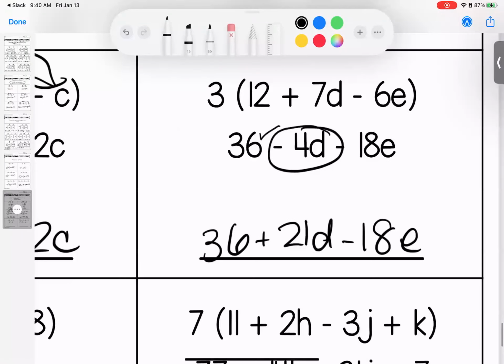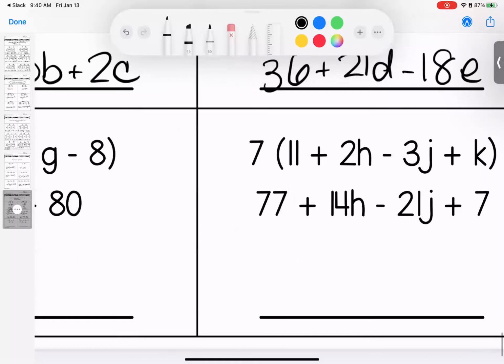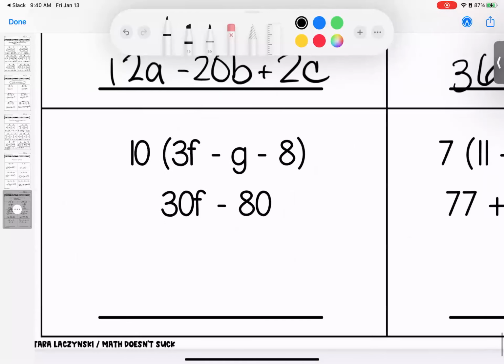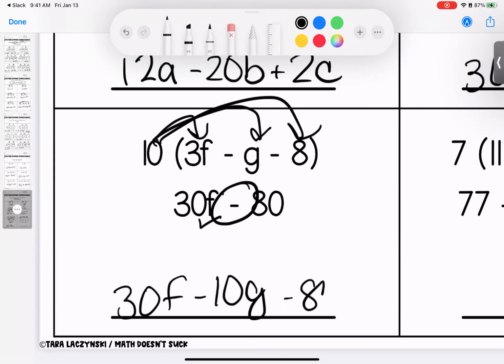2 more. Sharing out my 10 with all of my friends. 10 times 3 is 30. 10 times g. The g is missing. So we have our 30f. 10 times -g is -10g. 10 times -8 is -80.